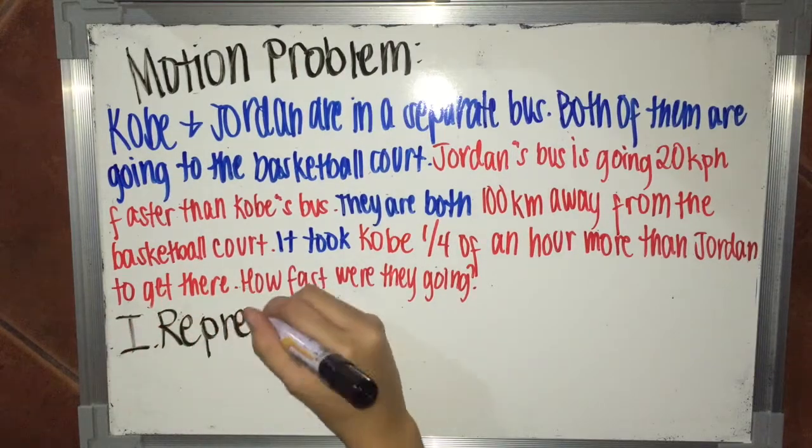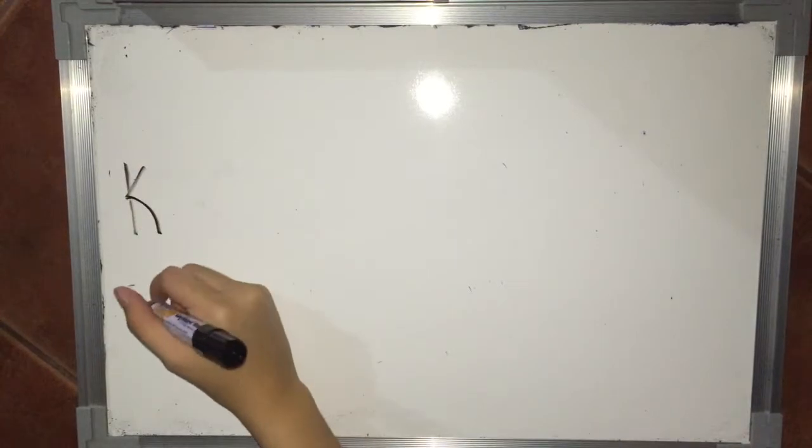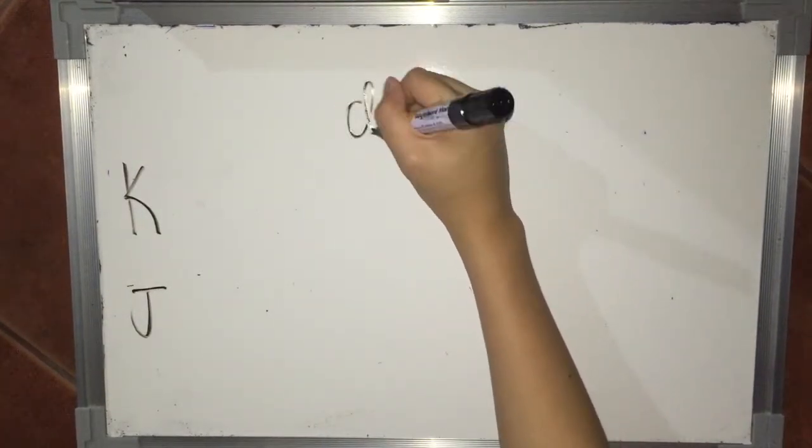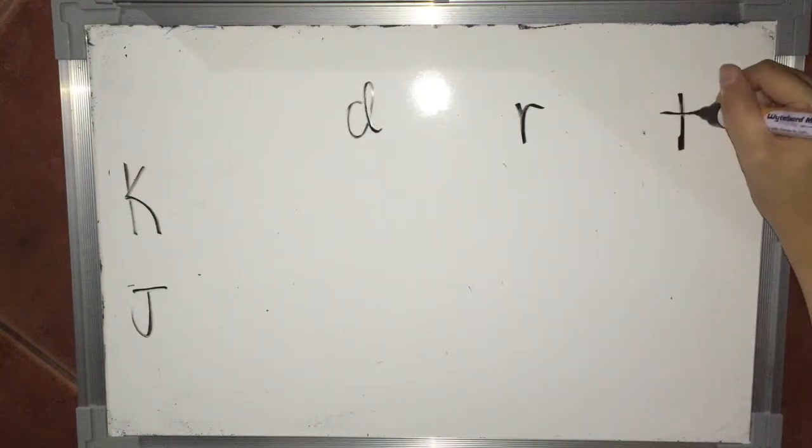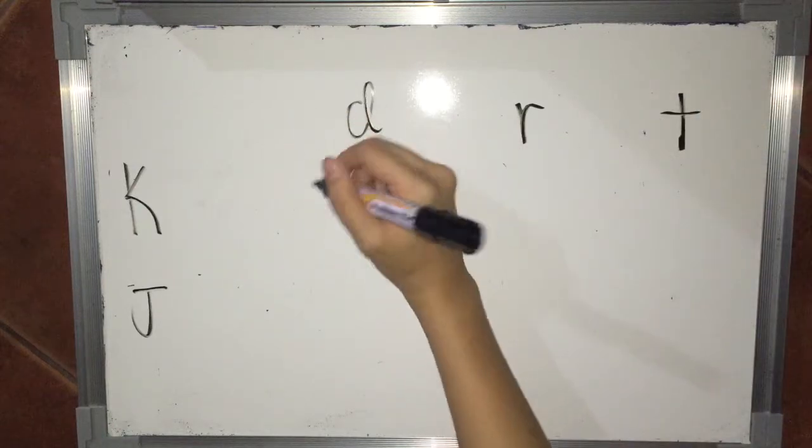Step 1, representation. First, you have to make a table which has three columns labeled distance, rate, time. DRT for short. We need to make a table because we need to arrange the given values. Okay, so first, distance. Since it said in the problem that both Kobe's bus and Jordan's bus were 100 kilometers away from the basketball court, that is our distance.